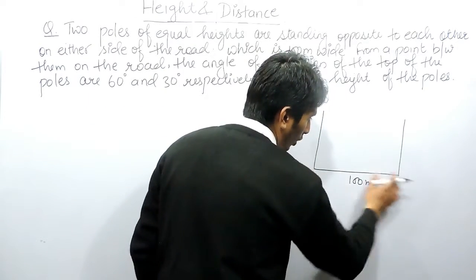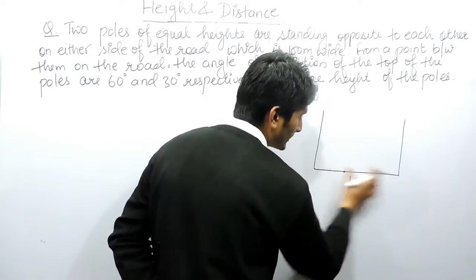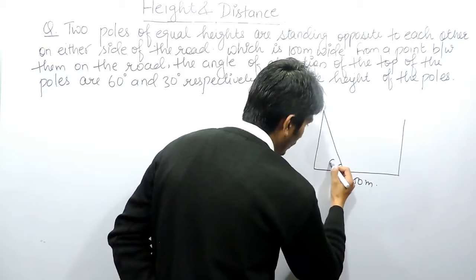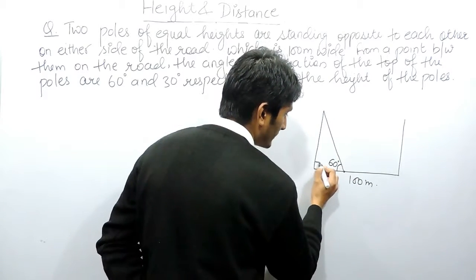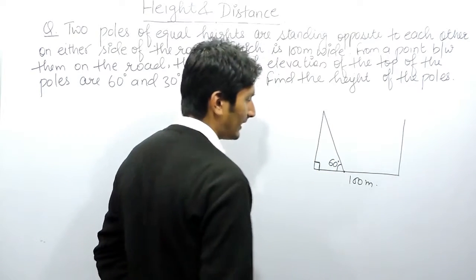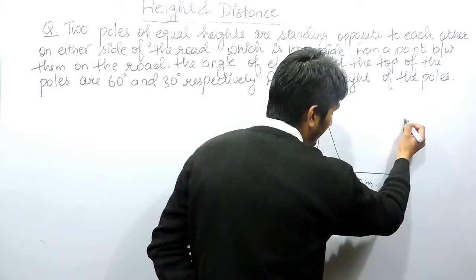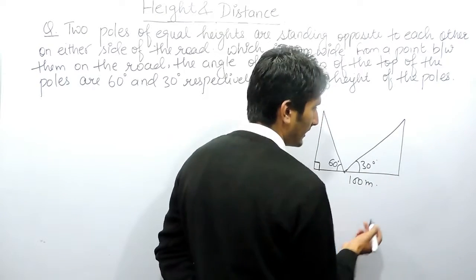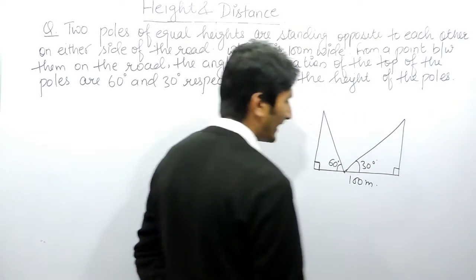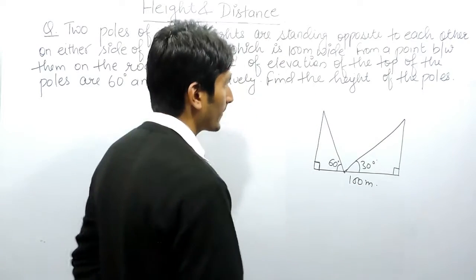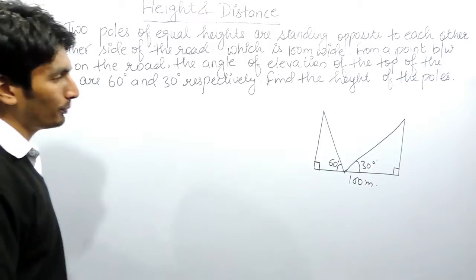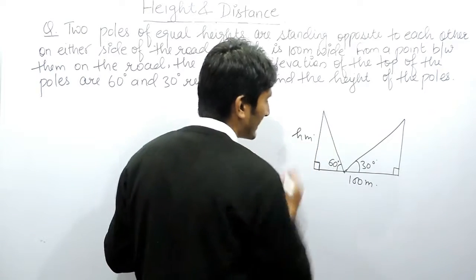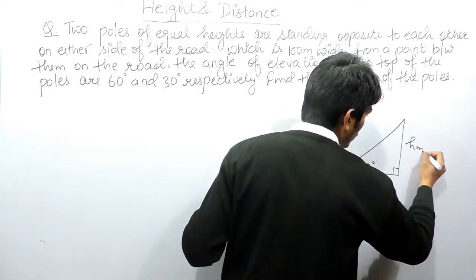So on this road, from a point, if I see this star here, the angle of elevation is given to you as 60 degrees. Obviously this pole will be forming 90 degree with the road, and from here only, if I see the top of this another pole, the angle of elevation here is given to you as 30 degrees, and this pole must also form 90 degree with the road. And you have to find the height of the pole. Obviously the height of these two poles are same. If I consider this height as h meters, this pole must also be equal to h meters.